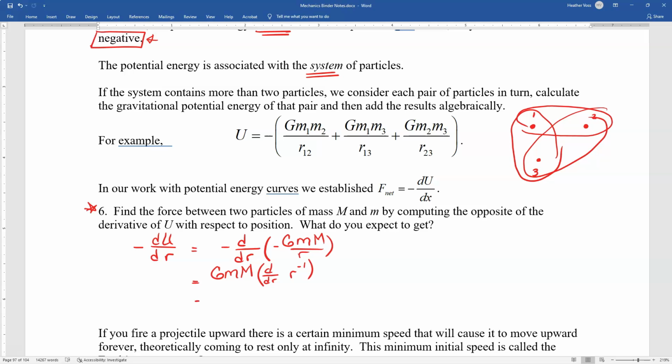So we're going to kick our power out. We're going to get G m over r squared, because our new power is negative 2 since we subtract 1. That's our force. And it's negative because it is attractive. It is pulling into the center. So that's what we're getting: the connections between potential energy and force are connected using calculus.